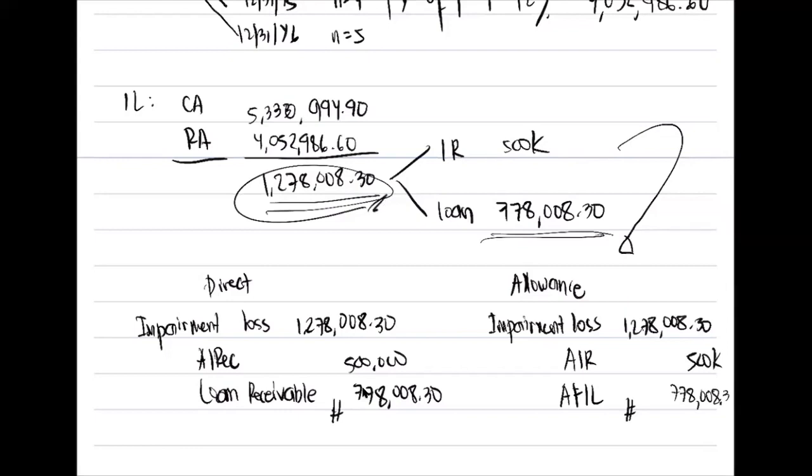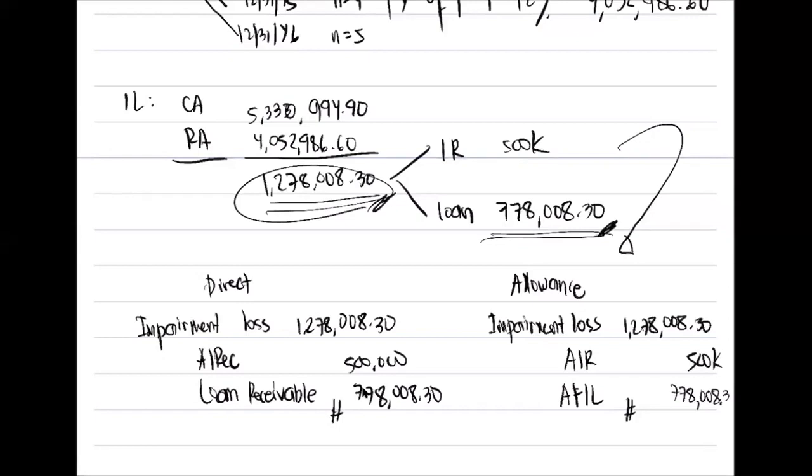Okay? So again, if ever the question is, what is the total amount of the impairment loss? The answer is 1,278,008.30. If the question is, what is the loan impairment loss? The answer is only 778,008.30, because the portion of the impairment loss includes an accrued interest receivable.